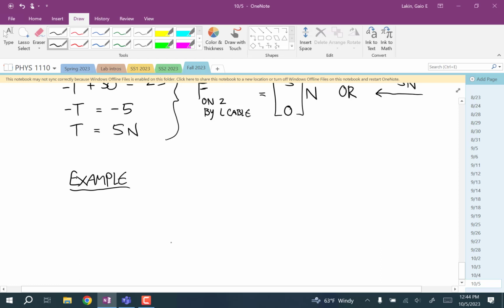So, okay, let's say that at the circus, there's this teeter-totter. And this elephant stands on it. I'm great at drawing elephants. That's why I'm doing this.